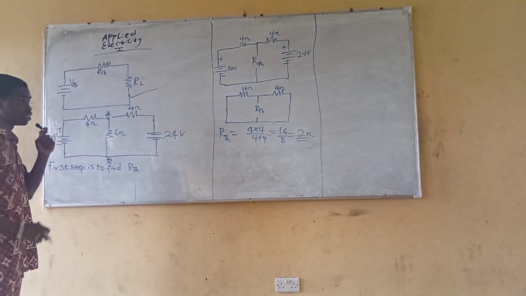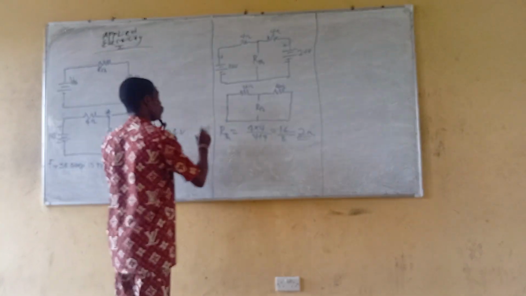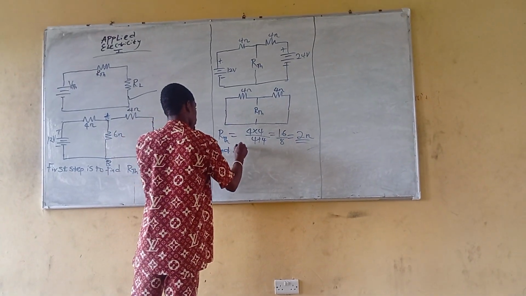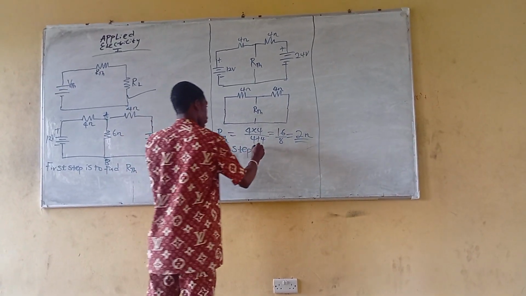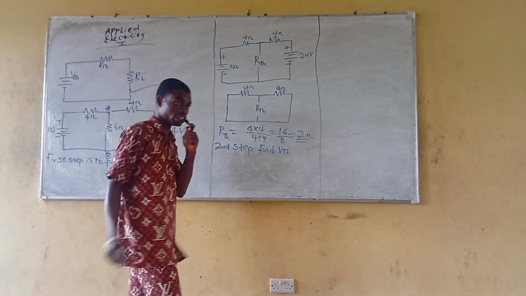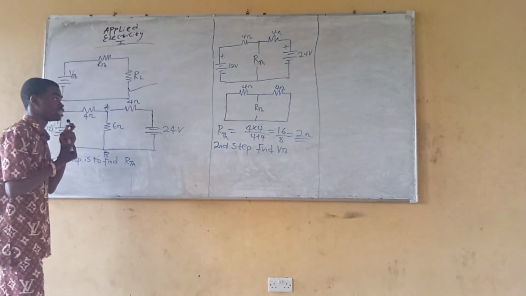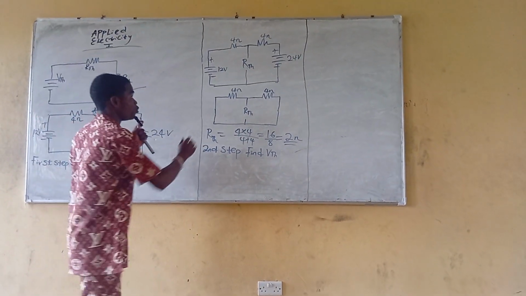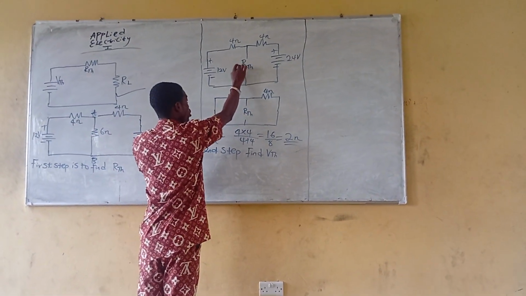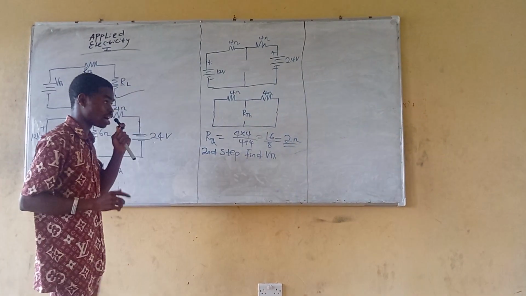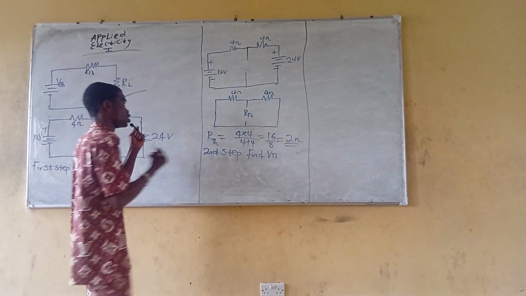Now what's the next step? The next step is to find your VTH. That's the second step. Second step, find VTH, that's the Thevenin's voltage. Now, if you want to find the Thevenin's voltage, what do you do? You come back here. Now, this circuit here, clean this RTH off. We are done looking for the RTH. Now we want to find the VTH.